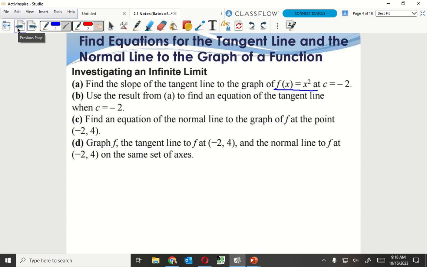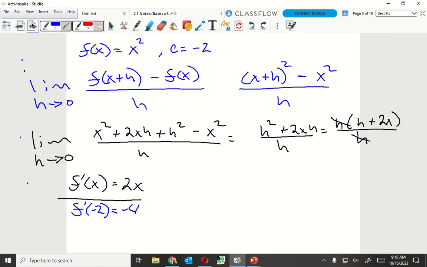All right. So use the results from A to find the equation of the tangent line when c is -2. Okay. So let's go on back again. So now we have the equation. That means the x value, I'm going to change up colors, so my x value, x equals -2. My m value was -4.